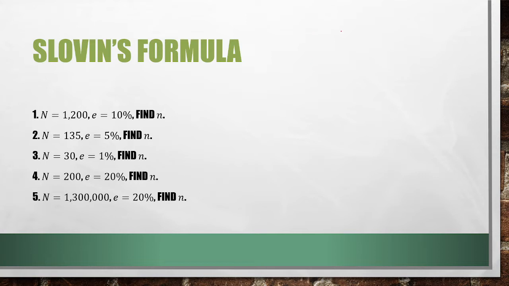Again, n will be equal to capital N over 1 plus N e squared. Am I right? So we will be using this formula to compute for the n of the following examples. For number 1, n will be equal to 1,200 all over 1 plus 1,200 times 10% raised to 2. For the computations, you can actually use your scientific calculator if you have one.